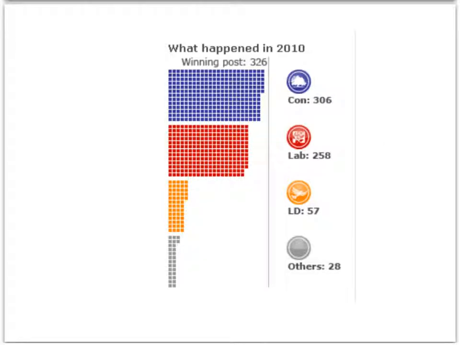So, in 2010, the following happened. The Conservative Party here won the single biggest share of the seats with 306. The Labour Party, 258, the Liberals 57, and various other parties, like the Green Party that got one seat, the nationalist parties, like the SNP, and Plaid Cymru, the Welsh Nationalist Party. They picked up 28. The Conservatives were short of their total majority.